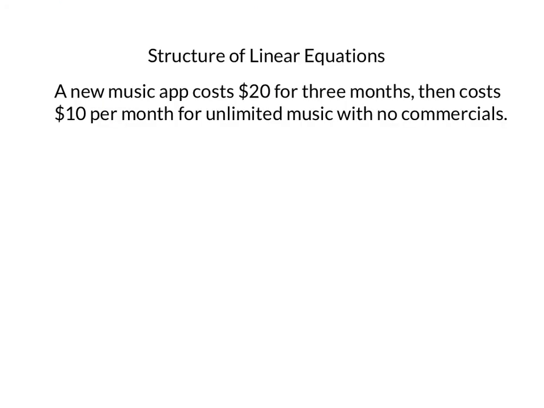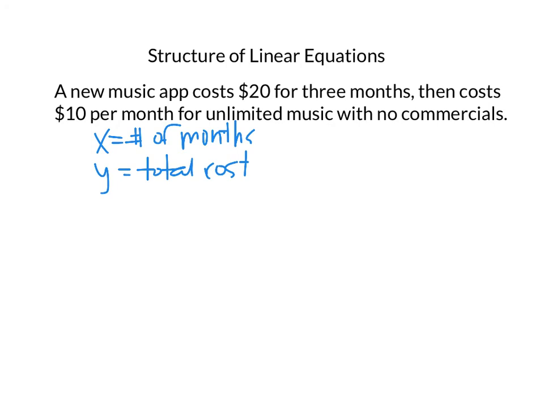So I want to show you one more equation. A new music app costs $20 for 3 months, then costs $10 per month for unlimited music with no commercials. So if we define our variables, x will be the number of months again, y will be total cost again. This time what's different is y, the total cost, is going to equal the $20 initial fee, plus $10 per month. Now again, we can't write it just like this because there were 3 months included with the $20. So it's in parentheses x minus 3.